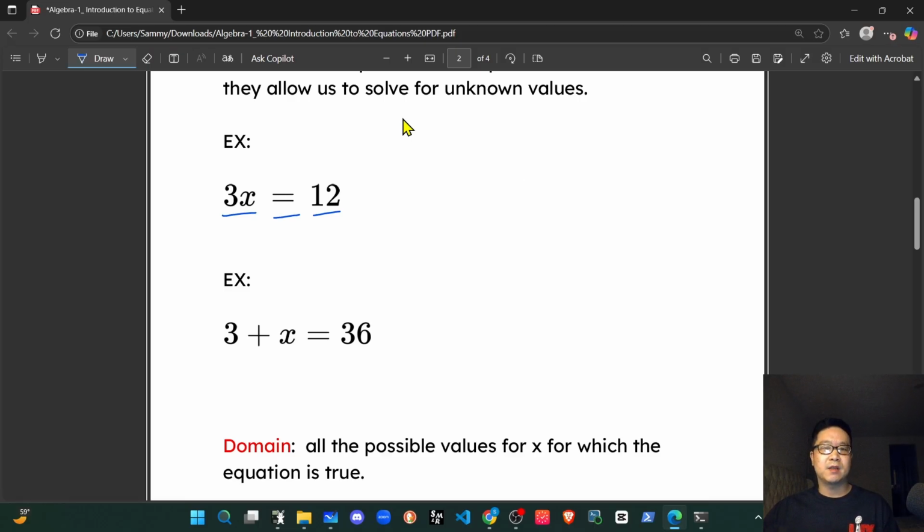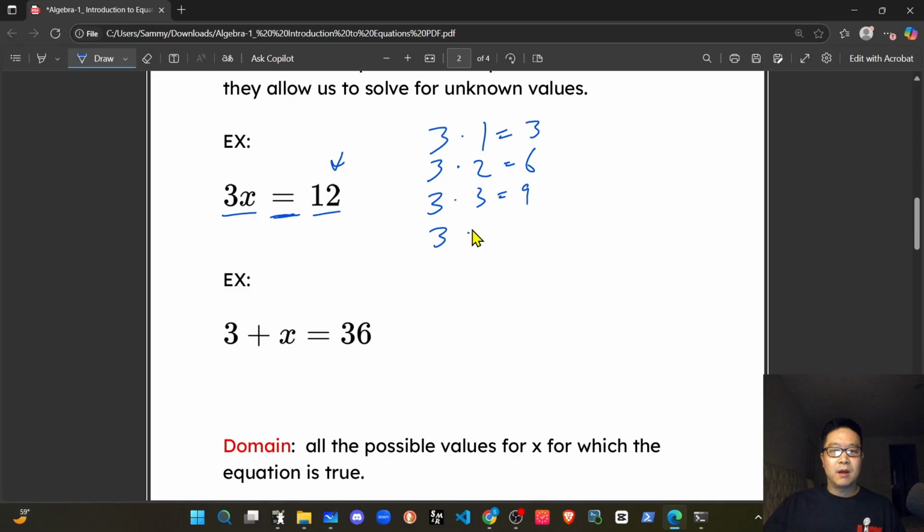Today, we're just going to figure this out the old school way, which is to ask ourselves, what number, when multiplied by 3, gives us 12? So if you know your multiplication tables, we can easily solve this pretty quickly. So 3 times 1 is 3. 3 times 2 is 6. 3 times 3 is 9. And 3 times 4 gives us 12. Therefore, x equals 4.